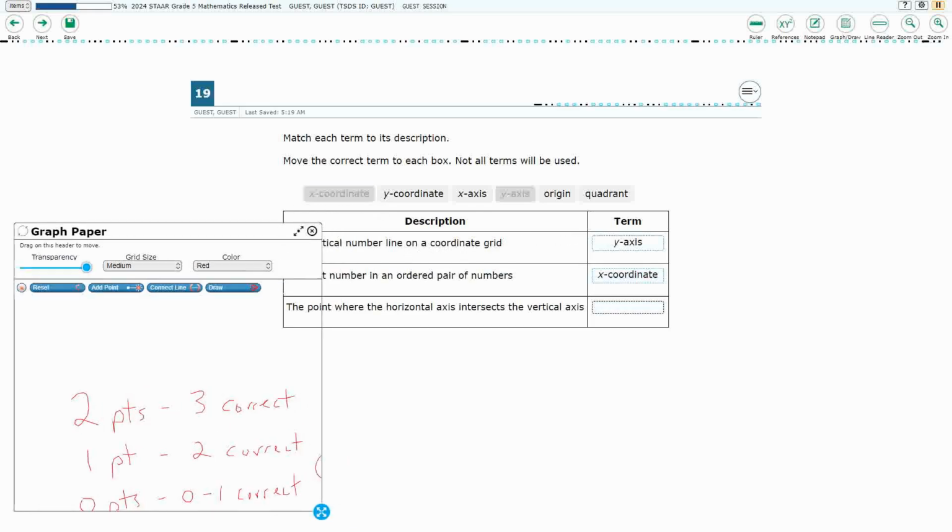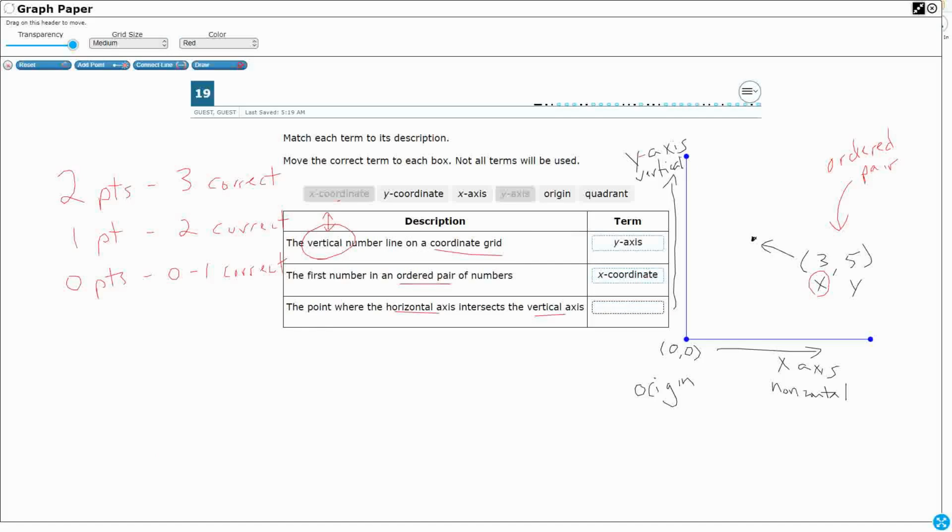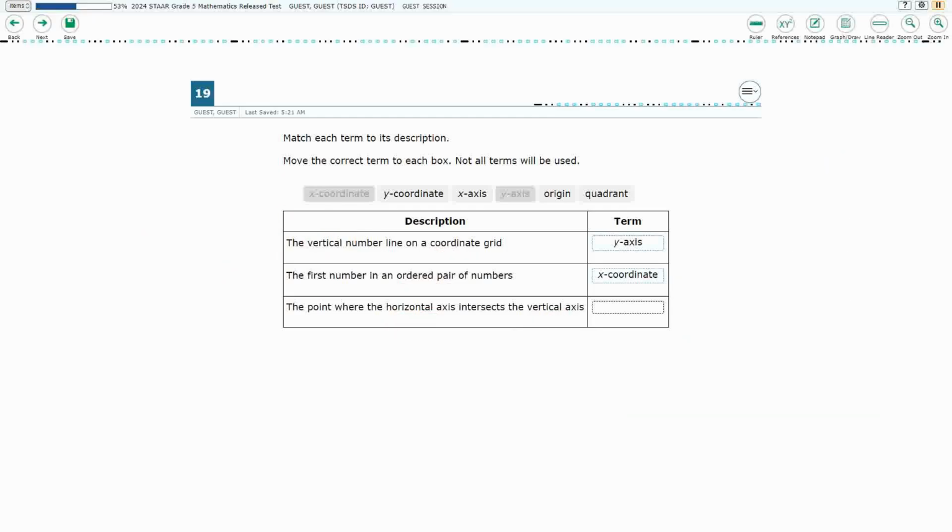All right, let's check our last one. Now, what is the point called where the horizontal axis intersects the vertical axis? Remember, this is the x-axis, horizontal. Vertical is the y-axis. Well, we already labeled that. They meet at 0, 0. That's the coordinates, but it is called the origin. And that is the third and final answer.